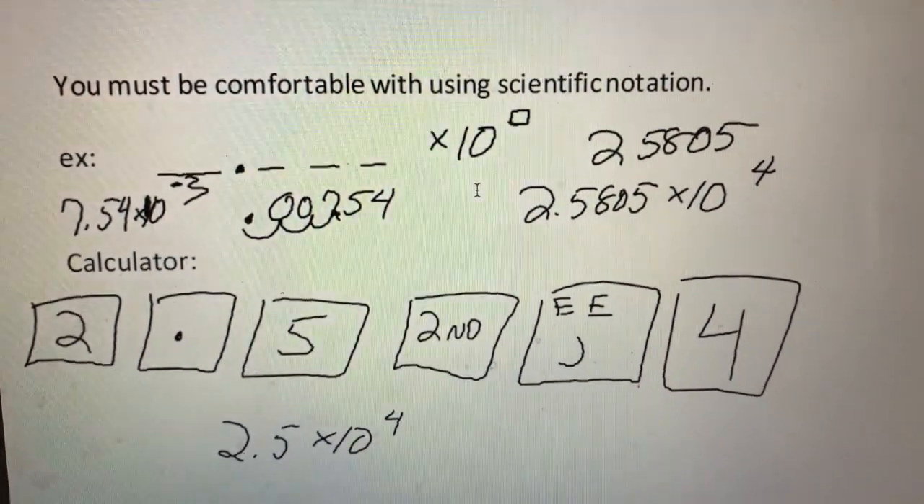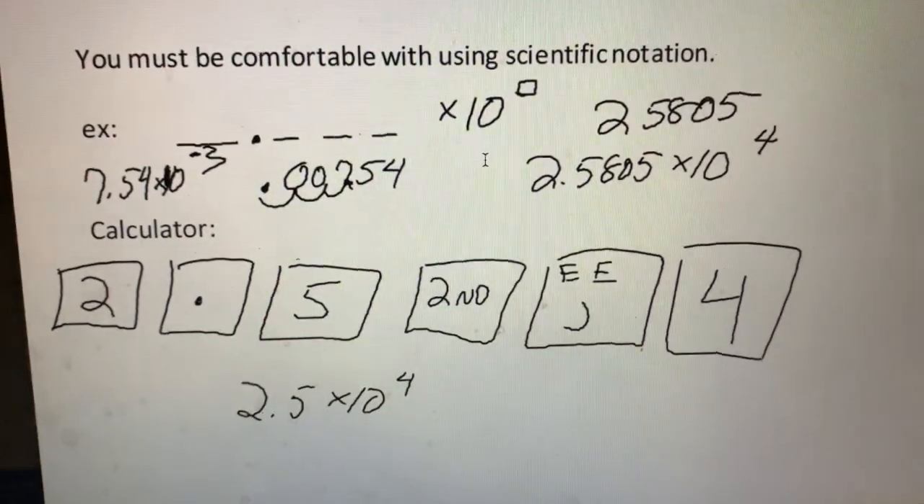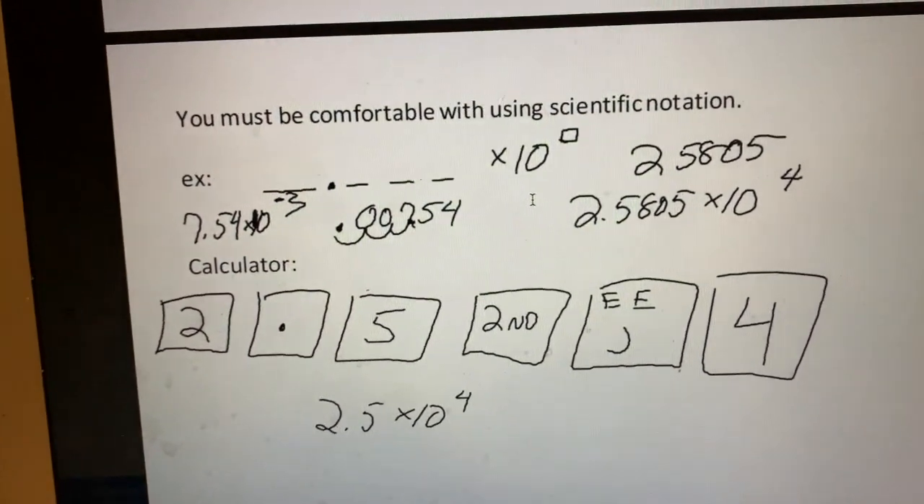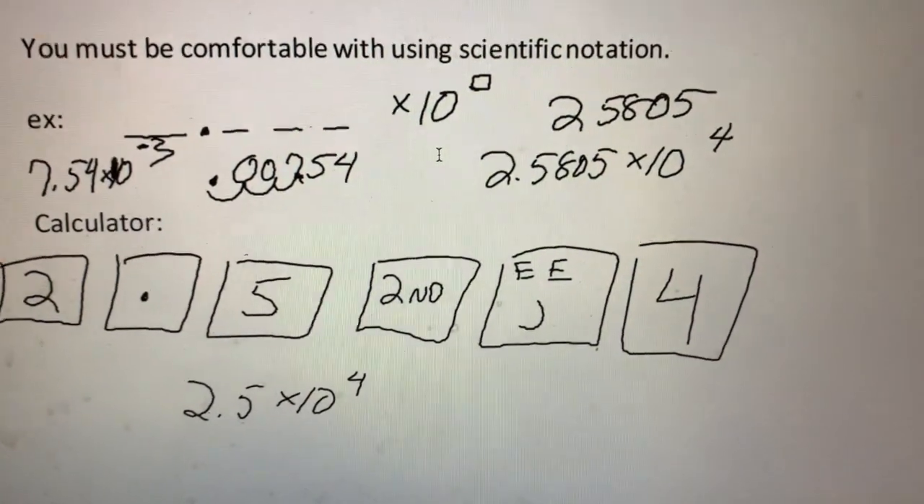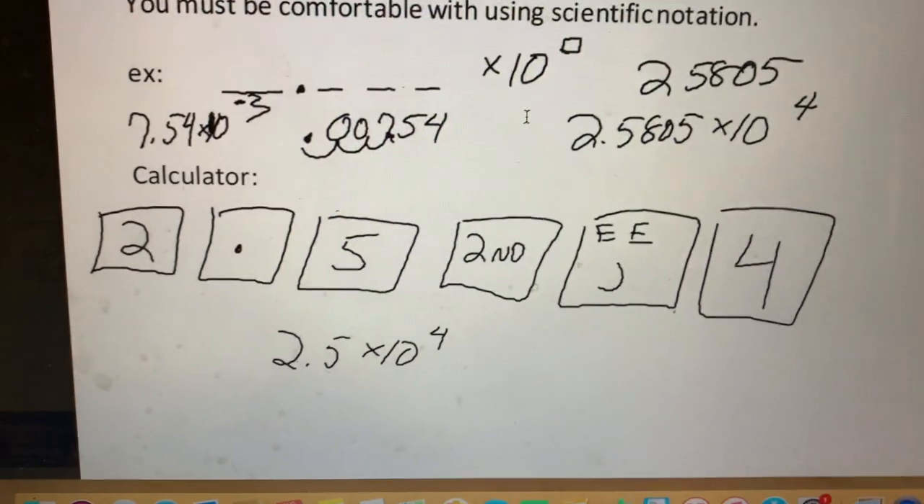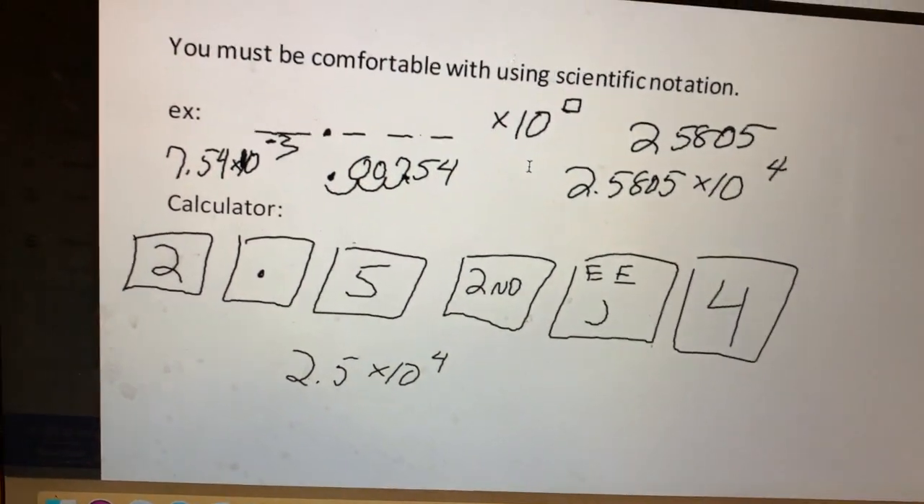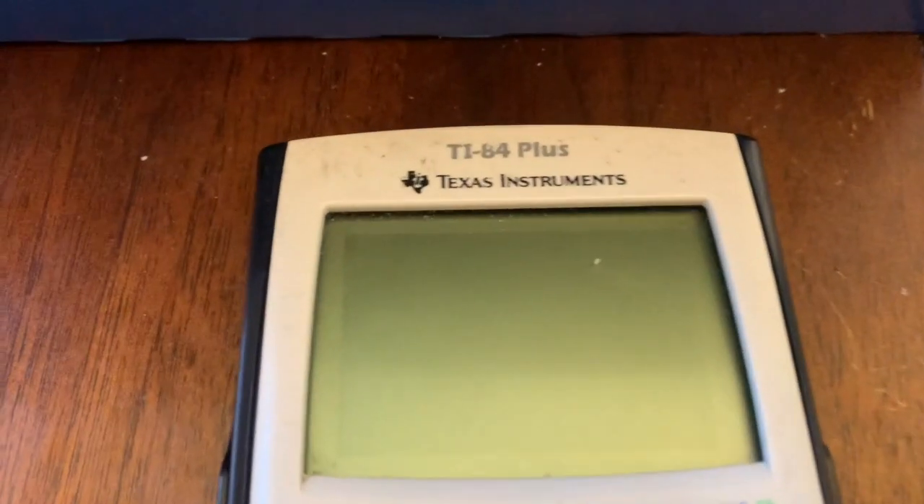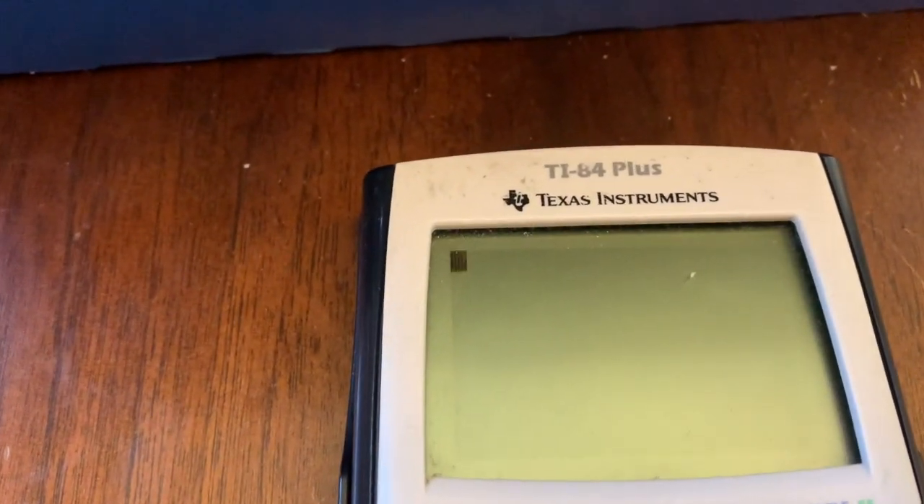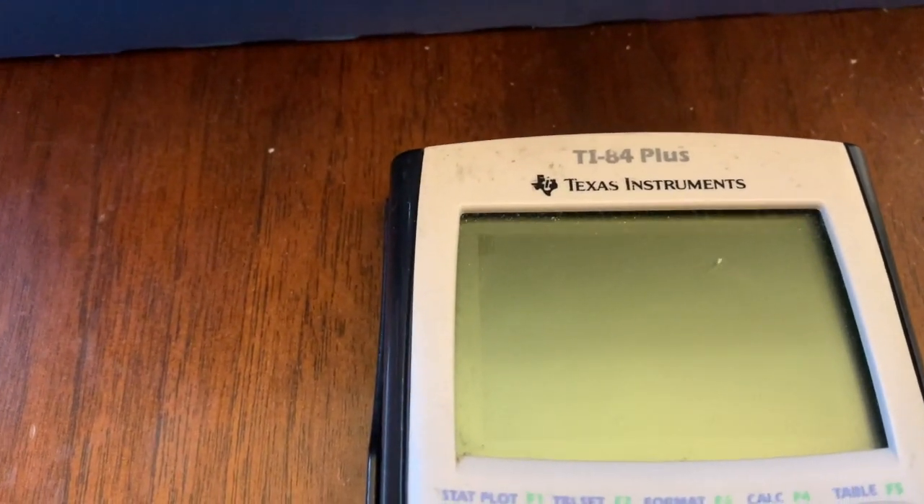The last thing with scientific notation is using your calculator. Many of you have been using your calculator incorrectly for scientific notation. This is what you should be putting into your calculator, and I'm going to come down to my actual calculator here and show you what I'm talking about. So let's go down to Mrs. O'Donoghue's calculator. Let's say I want to put in this number, 2.5 times 10 to the fourth.